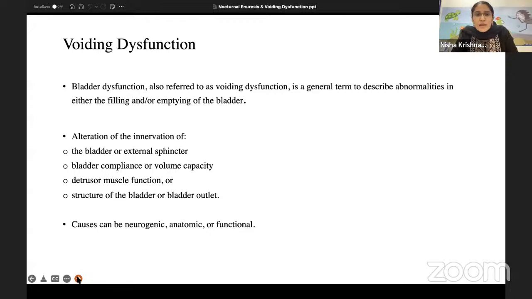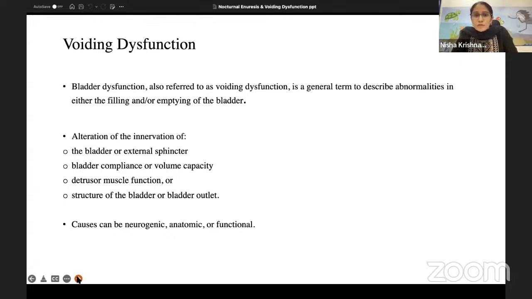voiding dysfunction. So when I say dysfunction, what I mean is that when the bladder is unable to perform the above described method of filling and emptying, that will come under the category of voiding dysfunction. Now, it is then therefore obvious that the alteration or the dysfunction can occur at various levels. It can be because of an alteration of the innervation of the bladder or the external sphincter, or there is a problem with the compliance, or there is a low or high bladder capacity.